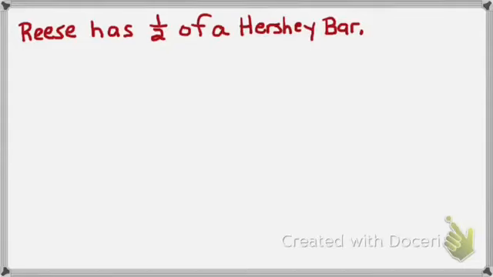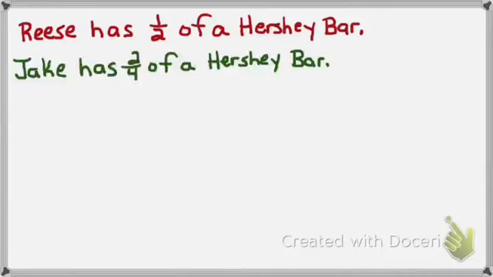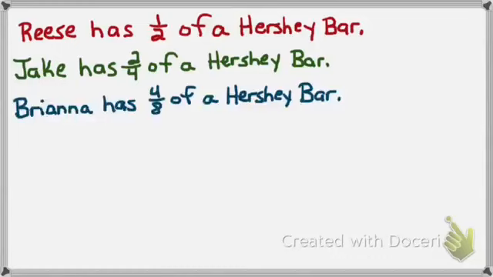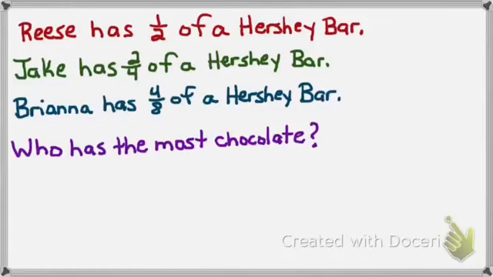So we need to take a minute to talk about what we're doing here, why it works, and why it actually makes sense. Let's take a look at this example. Reese has 1/2 of a Hershey bar. Jake has 2/4 of a Hershey bar. Brianna has 4/8 of a Hershey bar. Who has the most chocolate?